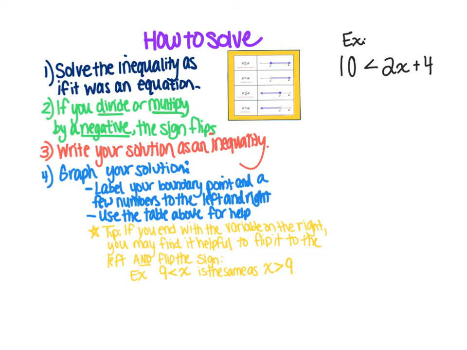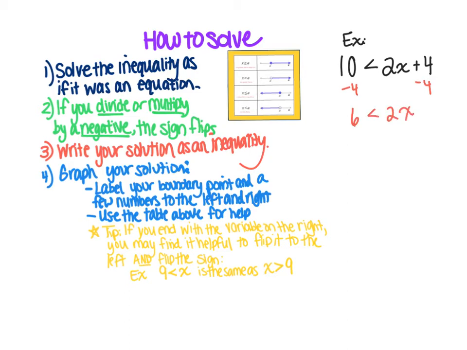All right, so just a reminder of how to solve an inequality. We're going to use this one over here as an example: 10 is less than 2x plus 4. The first thing you're going to do is solve the inequality as if it's an equation. We've done a lot of work with equations. Let's solve this just like we would an equation. So I'm going to subtract 4 from each side, and I get 6 is less than 2x.